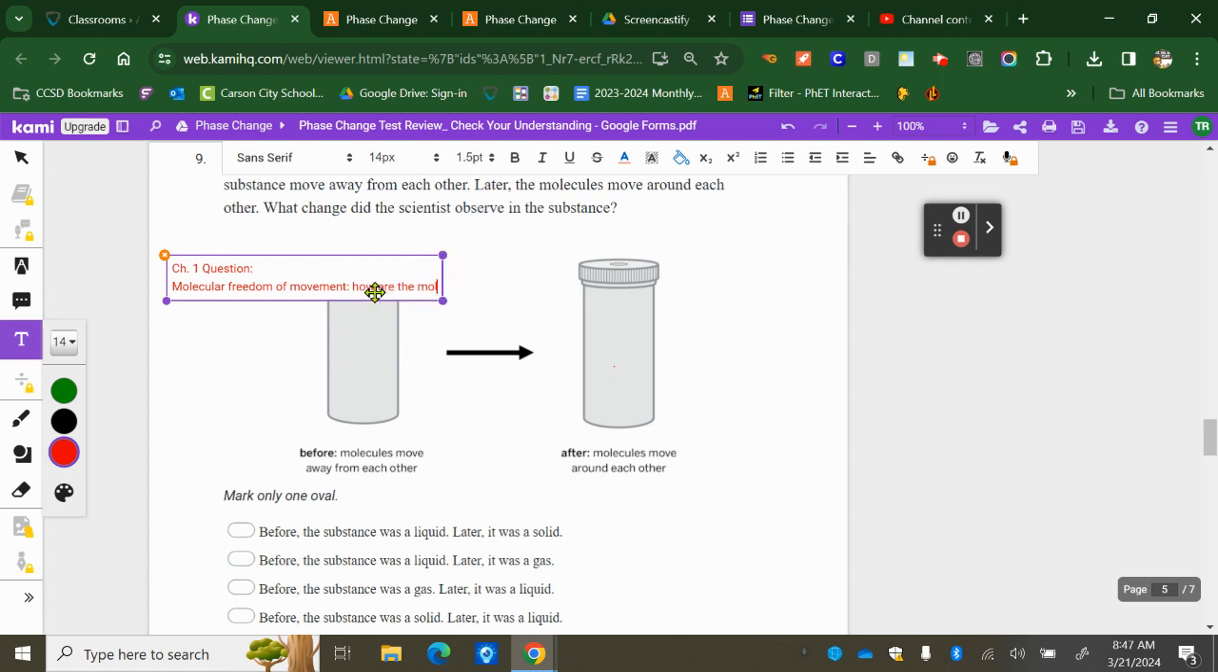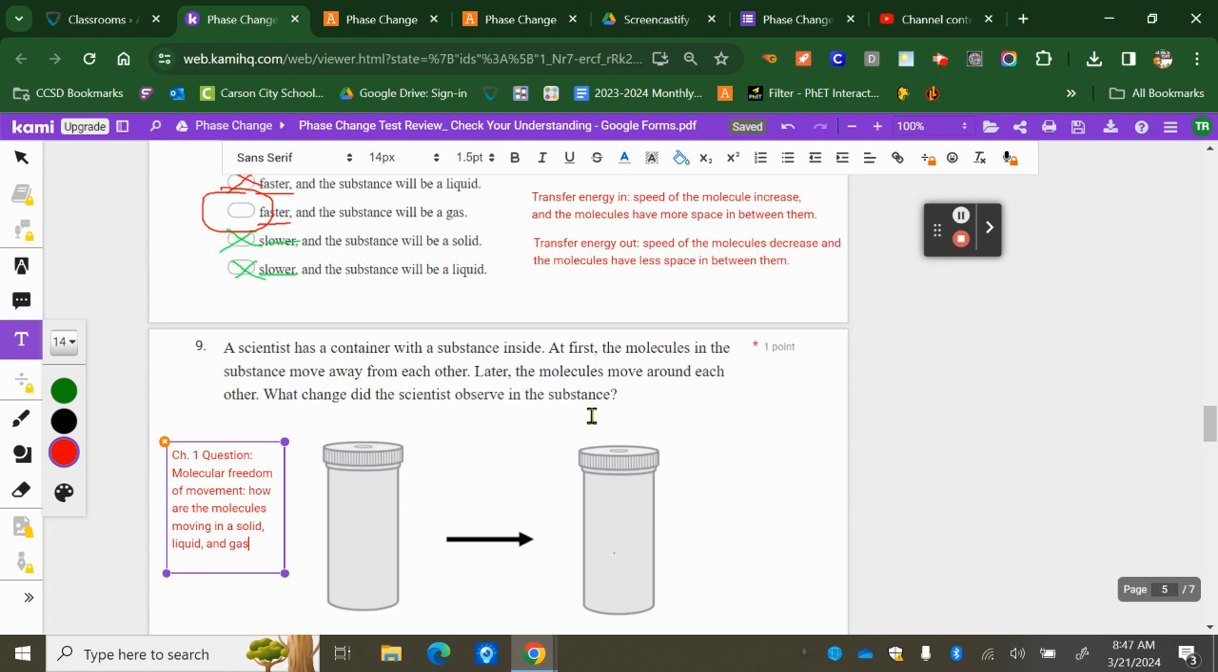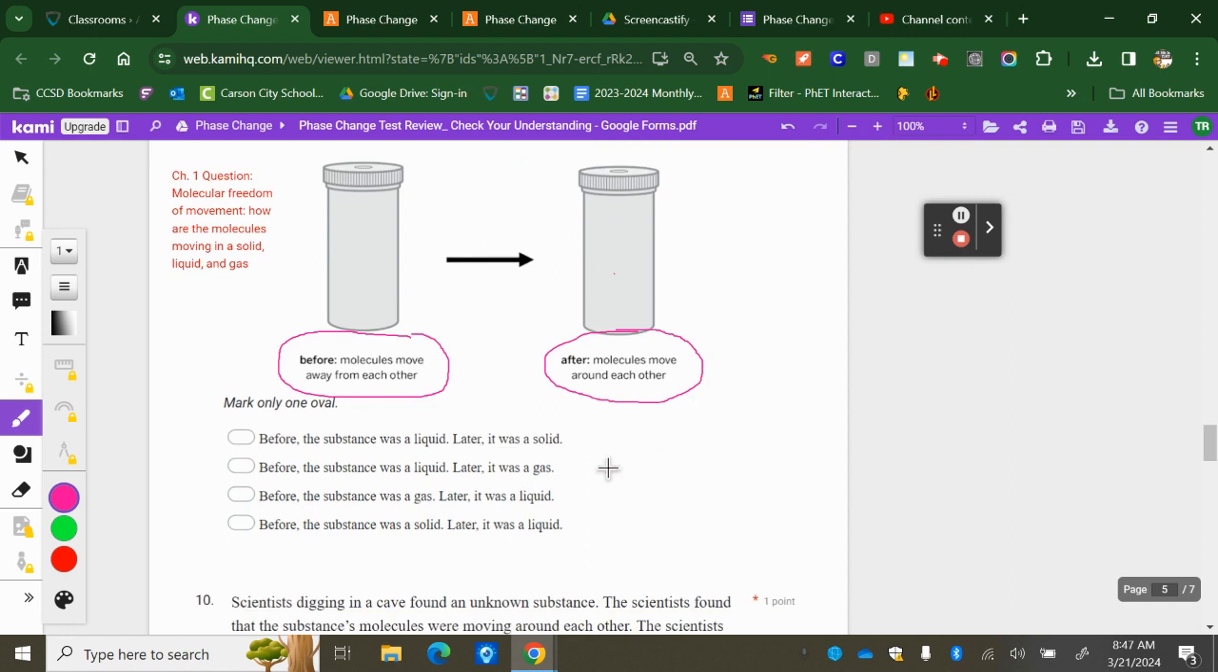how the molecules are moving in a solid, liquid, and gas. Okay, that is what chapter 1 is. So I can read this question, but I can also just identify right here. It tells us these molecules are moving away and these molecules are moving around. And so my options is that the substance was a liquid, then a solid.